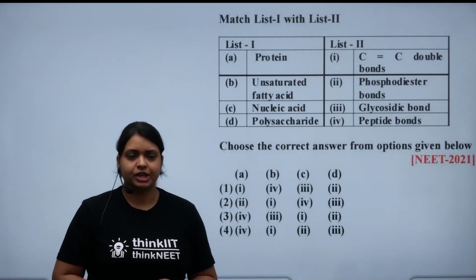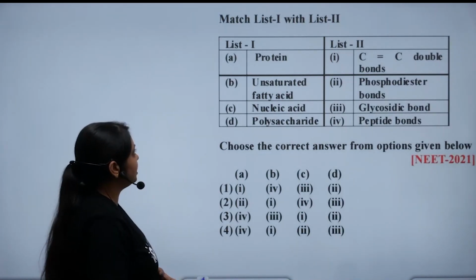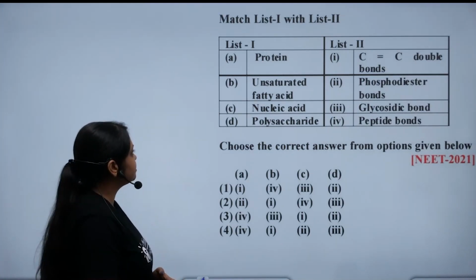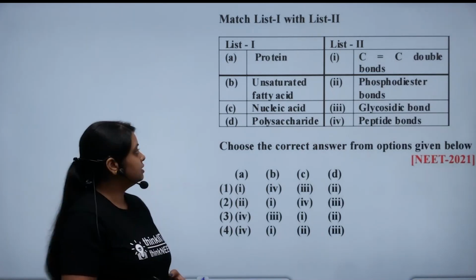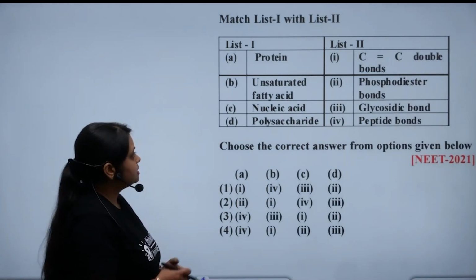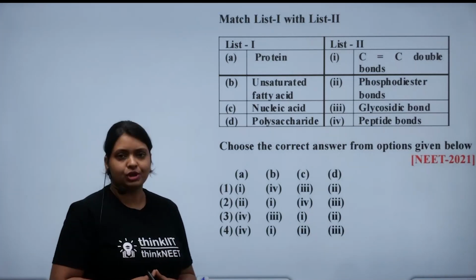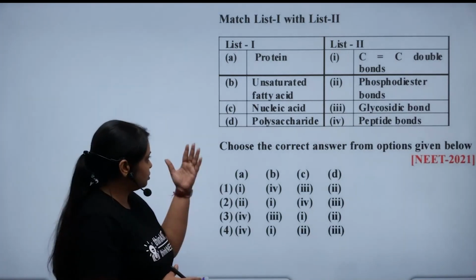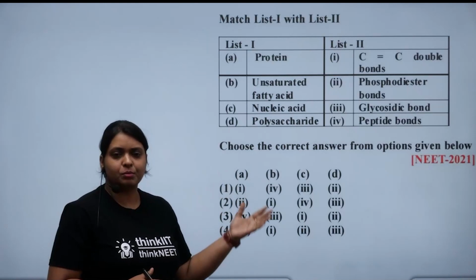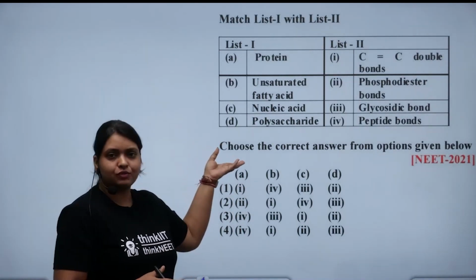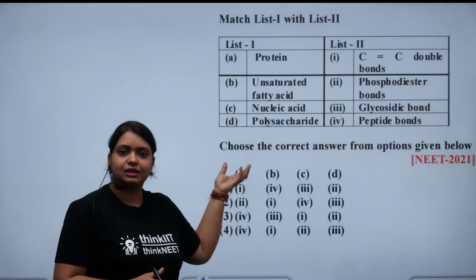Over to our next question, and that is match list 1 with list 2. So list 1 is A, protein, B, unsaturated fatty acid, C, nucleic acid, D, polysaccharide. List 2, 1, C double bond C, second phosphodiester bonds, third glycosidic bonds, and fourth peptide bonds. By looking at this information, we can get to know that we have to match the molecules and the bonds which are present in these biomolecules.